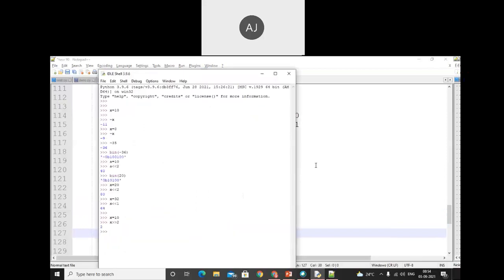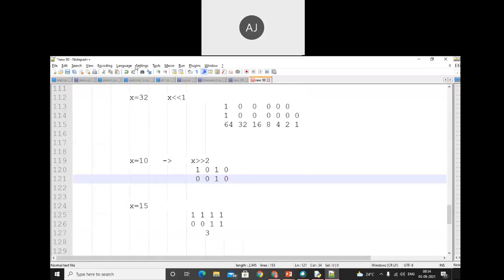Let's check that. x = 15, and x right shift 2. We don't use it much, but I convert it. See, we get 3. So this is about left shift and right shift. Just watch this video if you have any query regarding that.